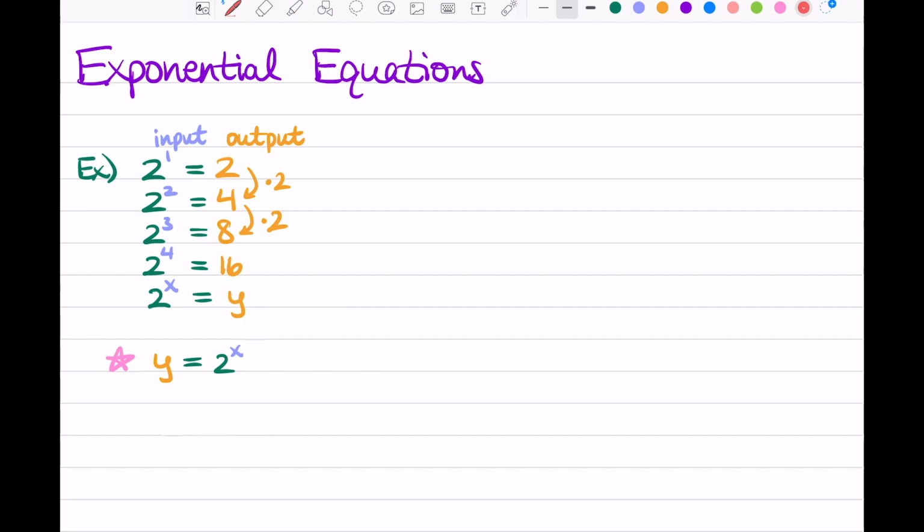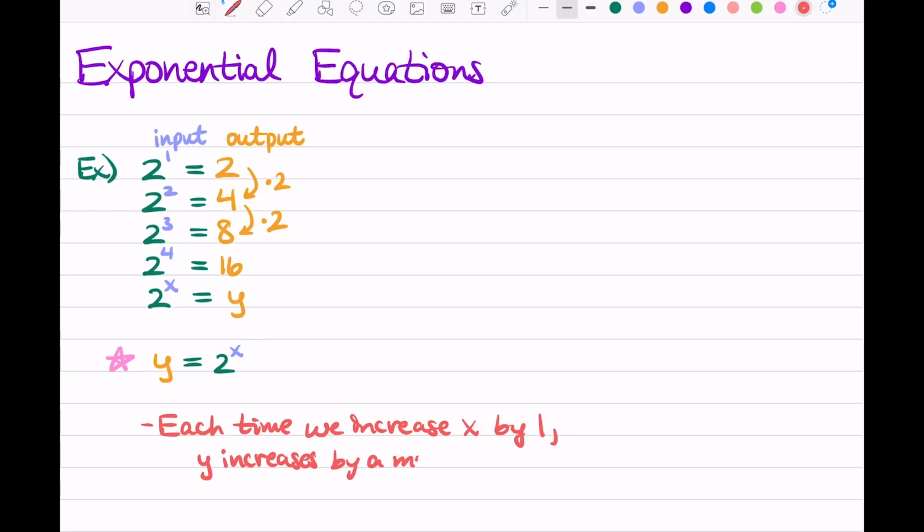And as we saw above, each time we increase x by 1, y increases by a multiple of 2. So this is different from linear equations. When we looked at those, we saw that each time we increased x by 1, y increased or decreased by the same number. With exponential equations, y is going to increase or decrease by a multiple of a number.